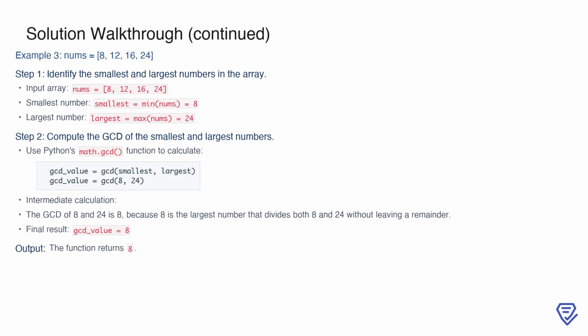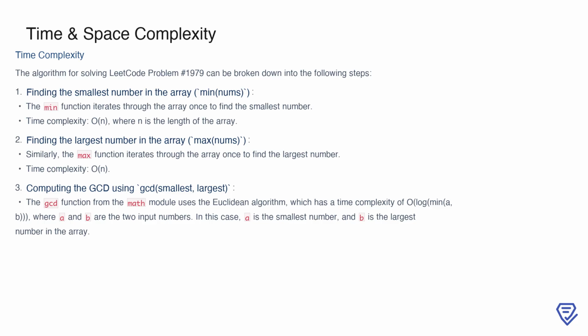This concludes the process, where we consistently identify the smallest and largest numbers and compute their GCD using Python's built-in tools. To analyze the time complexity of this algorithm, we can break it down into three main steps. First, we use the min function to find the smallest number in the array. This involves iterating through the array once, which gives us a time complexity of O(n), where n is the length of the array.